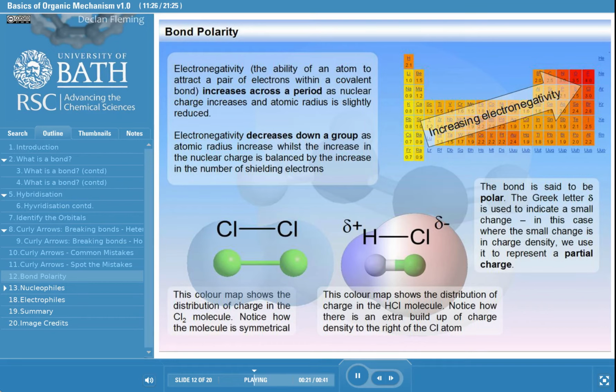The Greek letter lowercase delta is used to indicate a small change. In this case, where the small change is in charge density, we use it to represent a partial charge. Chlorine is significantly more electronegative than hydrogen, so whilst dichlorine is non-polar, HCl is polar.